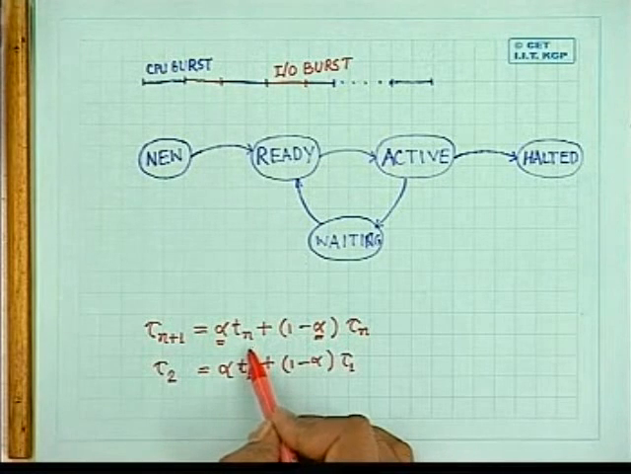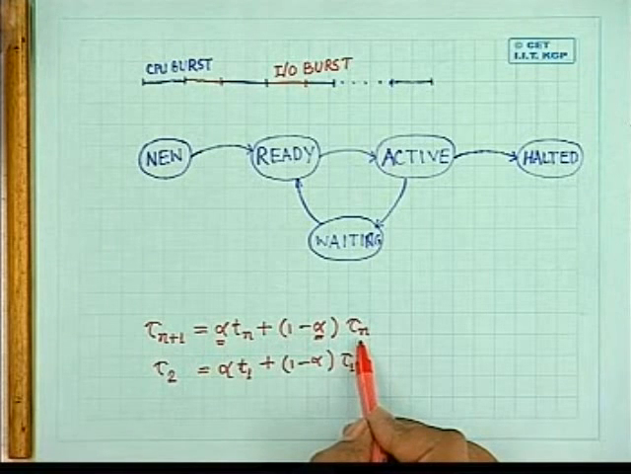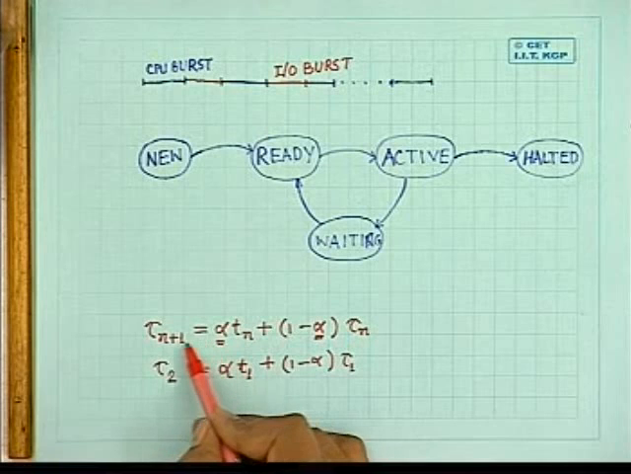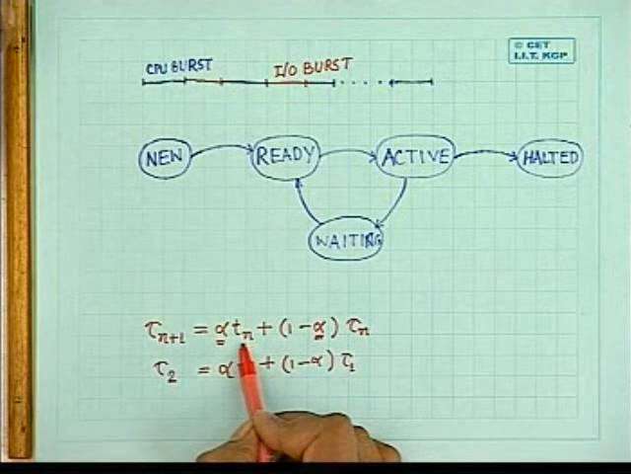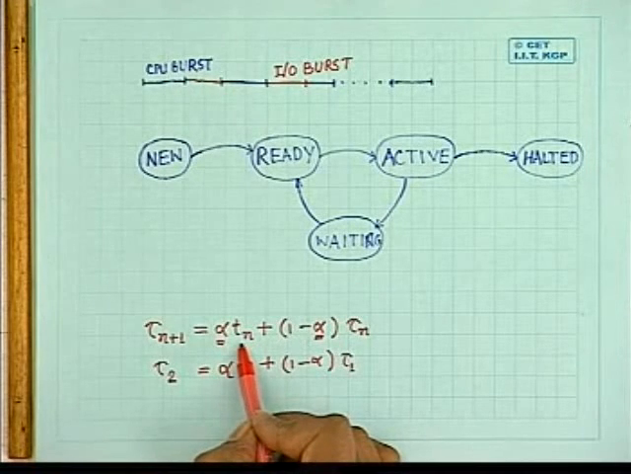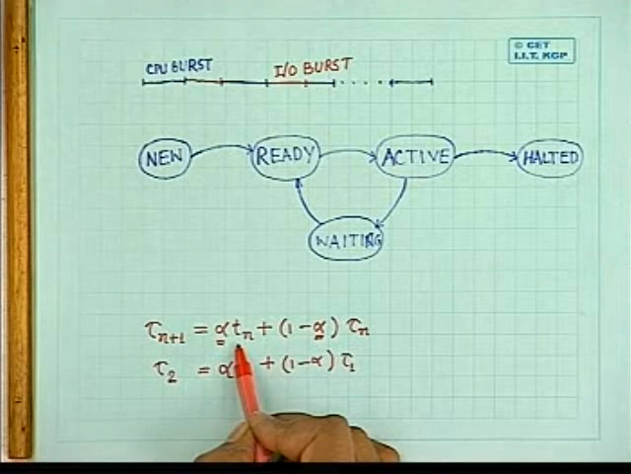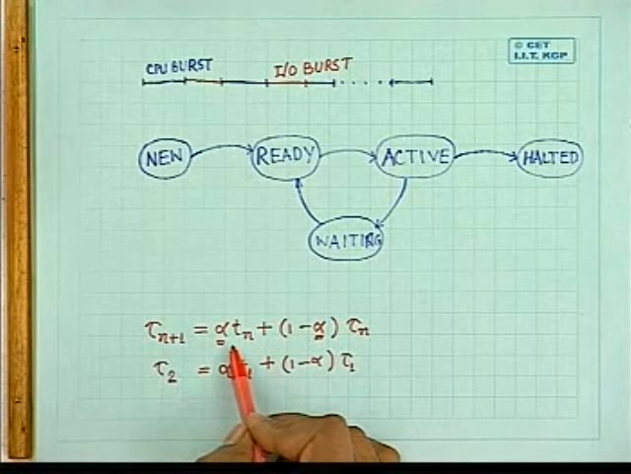Now find that this parameter alpha tells you how much weightage you want to give to the immediate past and how much weightage you want to give to the past history. So if alpha equals 1, then your predicted next CPU burst time is always the same as the immediate past CPU burst time. So if my previous CPU burst time was say 4 milliseconds, I assume that the next CPU burst time will also be 4 milliseconds.